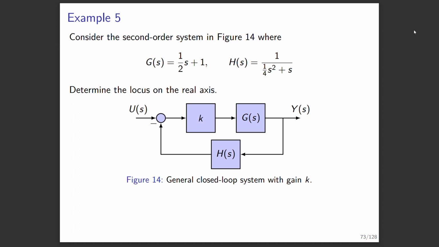Let's look at another example. So we have a second order system. We have g equals 1/(2s+1), and h is 1 divided by (a quarter s squared plus s). And we have negative feedback. Okay, and we want to determine the locus on the real axis.